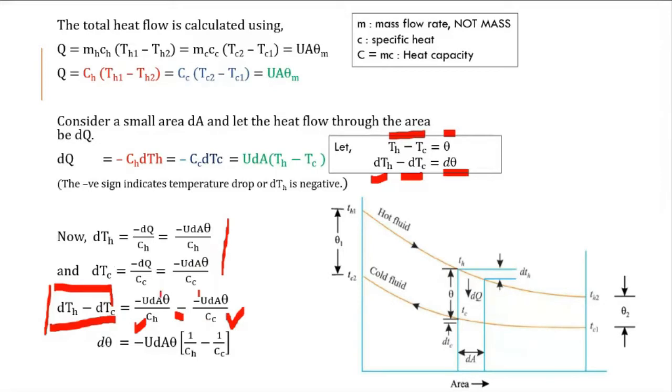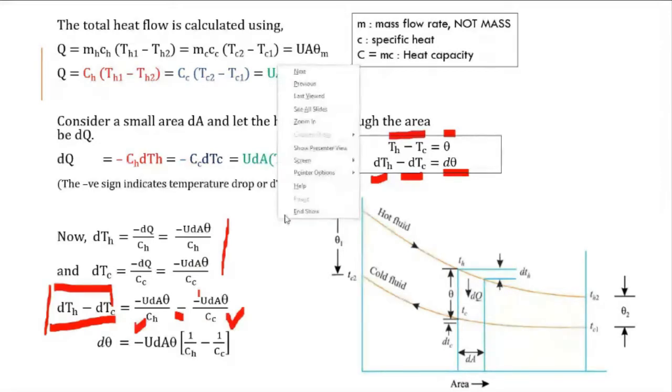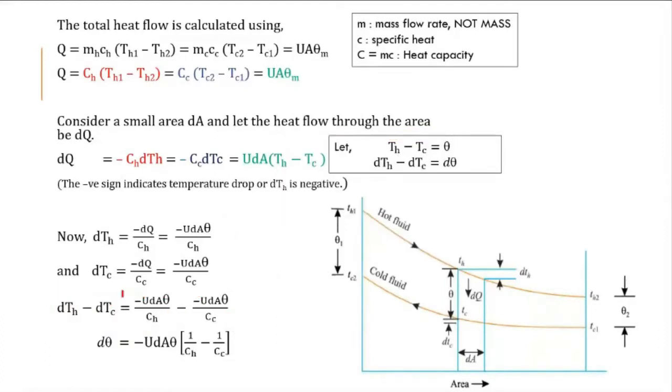Here we can take minus U dA theta common because minus U dA theta is existing in both the terms. If you take minus U dA theta common, from here this minus sign will be gone, U dA theta will be gone, and we are left with 1 on the numerator side. Similarly, here you can take minus U dA theta outside. Here also we will be left with 1. So we have minus U dA theta outside, 1 by CH minus 1 by CC. Is this expression clear? Yes, sir.